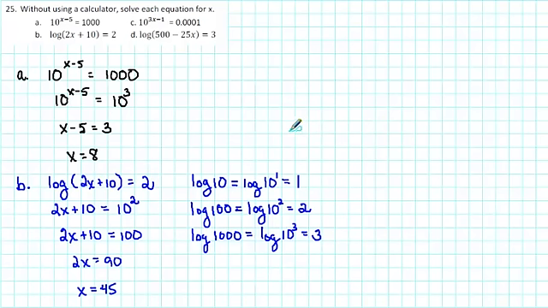For part C, we're asked to solve the equation 10 to the 3x minus 1 is equal to 0.0001.